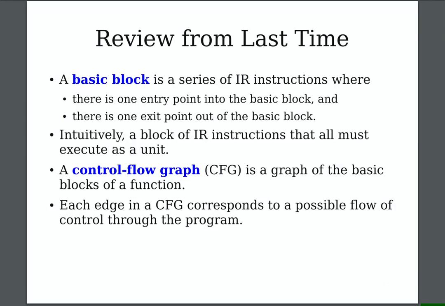So as I mentioned, last time we looked at the control flow graph. The control flow graph consists of basic blocks, which are the nodes of the graph. And basic blocks are straight line pieces of code. You can think of these as machine code instructions or intermediate representation instructions that all execute as a unit. There's no different paths through that set of IR code. There's only one path through that set of IR instructions. The control flow graph is comprised of basic blocks as nodes, and the edges represent branching, possible flows of control through the program.